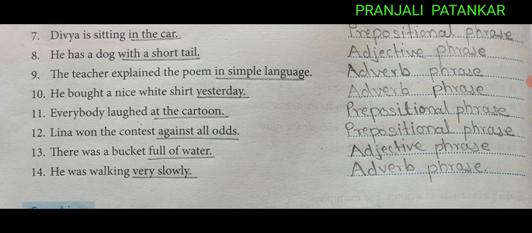Then seventh, Divya is sitting in the car. In the car. Prepositional. Then he has a dog with a short tail. कैसी है tail? Short. इसका मतलब adjective phrase. 9. The teacher explained the poem in simple language. It is adverb phrase. Then 10th, he bought a nice white shirt yesterday. Adverb phrase. Then 11th, everybody laughed at the cartoon. Prepositional phrase. 12th, Lena won the contest against all odds. Prepositional phrase. 13th, there was a bucket full of water. Adjective phrase. Full of water. Then 14th, he was walking very slowly. It is adverb phrase.